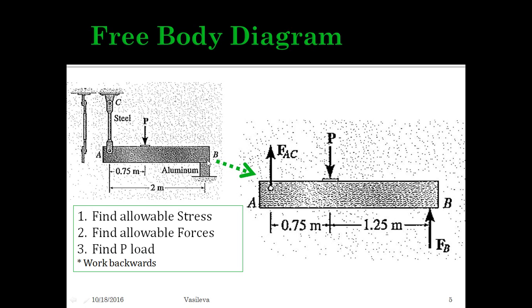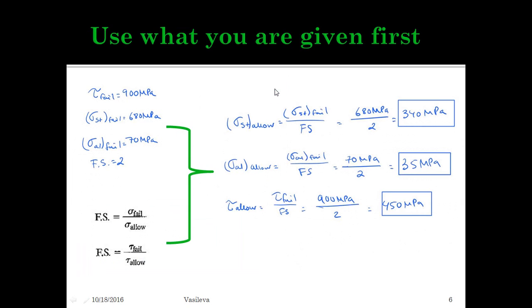So here the process we're going to follow is we're going to find the allowable stresses. From the allowable stress we're going to find the allowable forces, and from those forces we're going to find our P load, or the max load that we can have without failing. So typically we're used to working the other way around, finding the forces and then from the forces finding the stress. So here we're just working backwards. And it's not difficult as long as you keep track of all of the knowns and unknowns.